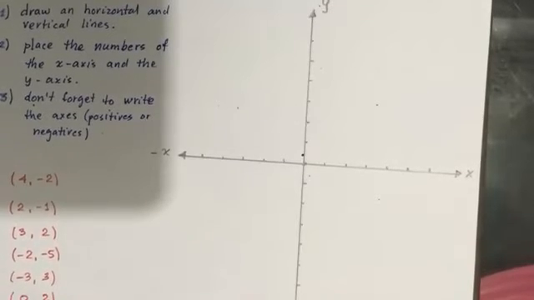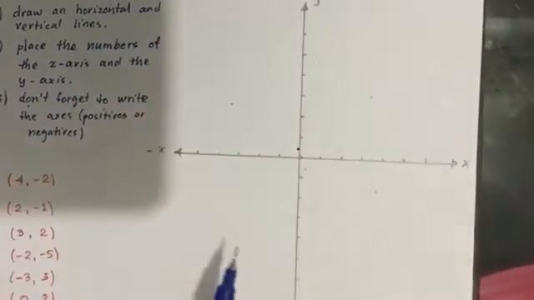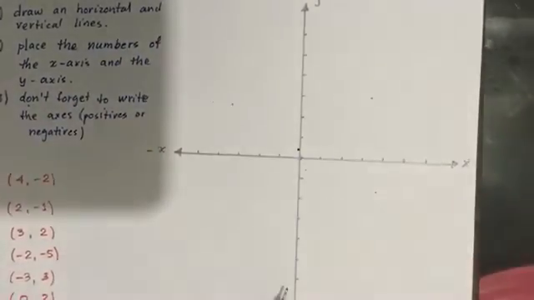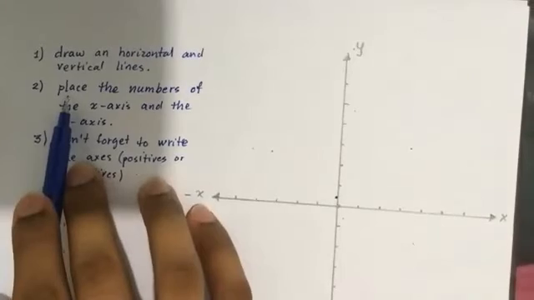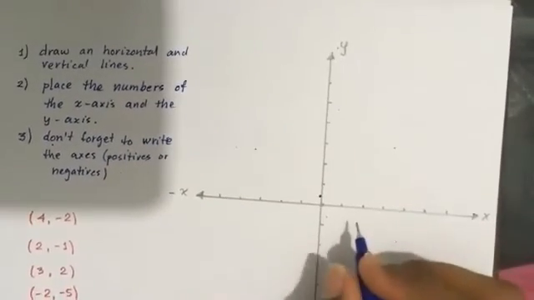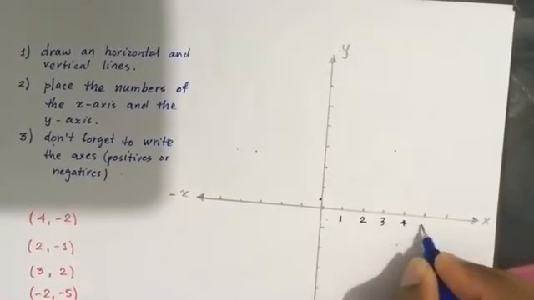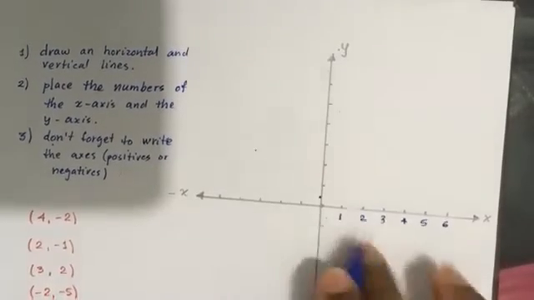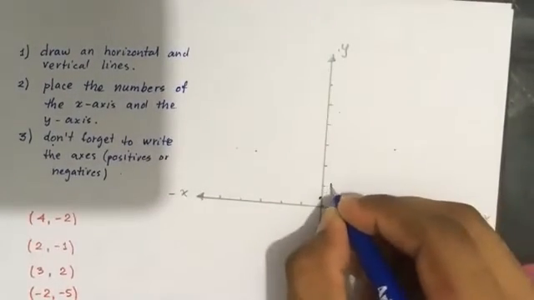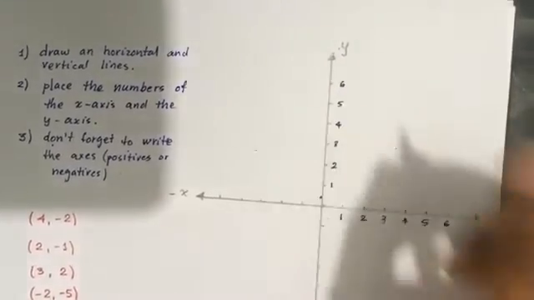Okay, did you finish? No, okay. The numbers, remember, the first step is to draw a horizontal line and the vertical line. This is the first step. The second step is to place the numbers on the x-axis and the y-axis. Okay, let's place the numbers. We have here 1, 2, 3, 4, 5, 6. Positive. 1, 2, 3, 4, 5, 6. Positive.